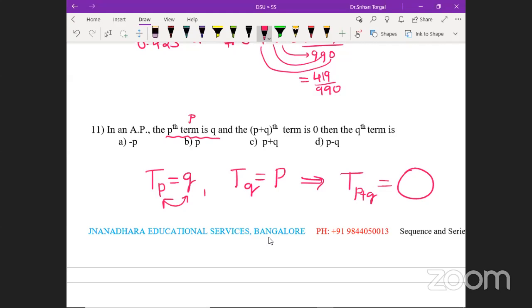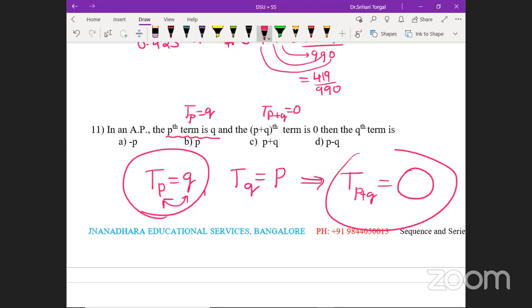So what is the question now here? Pth term is Q. And they have given T(p plus q) is 0. Here, T(p plus q) is 0, right? They have given that. So I think this is given. This is also given. Answer is P, Q is equal to P is the answer. Option B is the right answer.